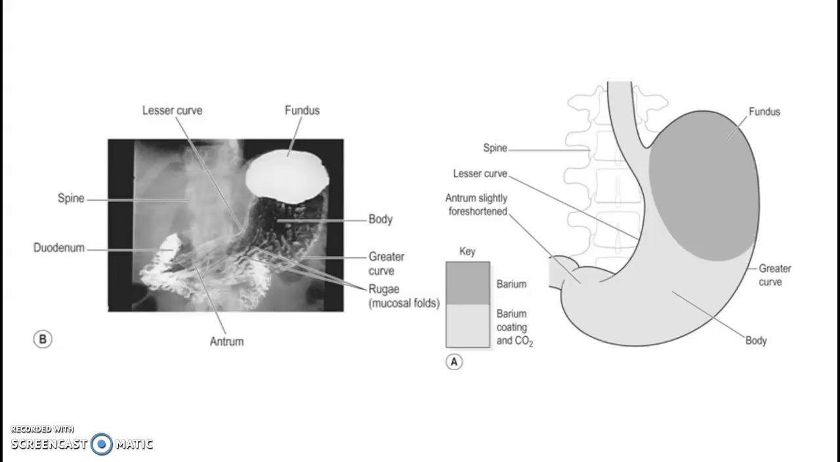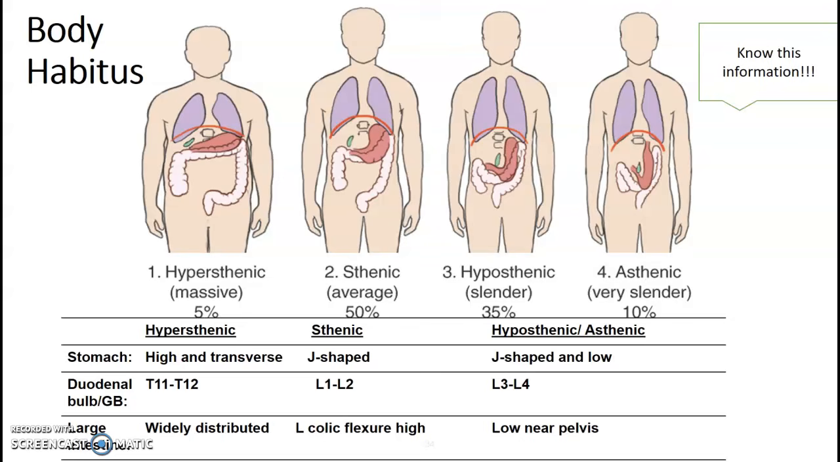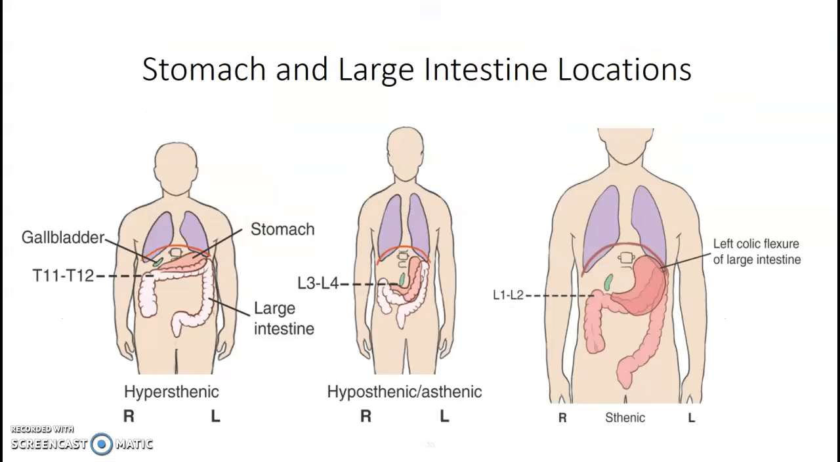Just an image here of anatomy. Body habitus. I need you guys to know this information. So know the names, hypersthenic, hyposthenic, asthenic, these terms and percentages. I also want you guys to focus mainly on stomach and duodenal bulb location. We'll get to large intestine later on in our semester 3 when we do BE work.